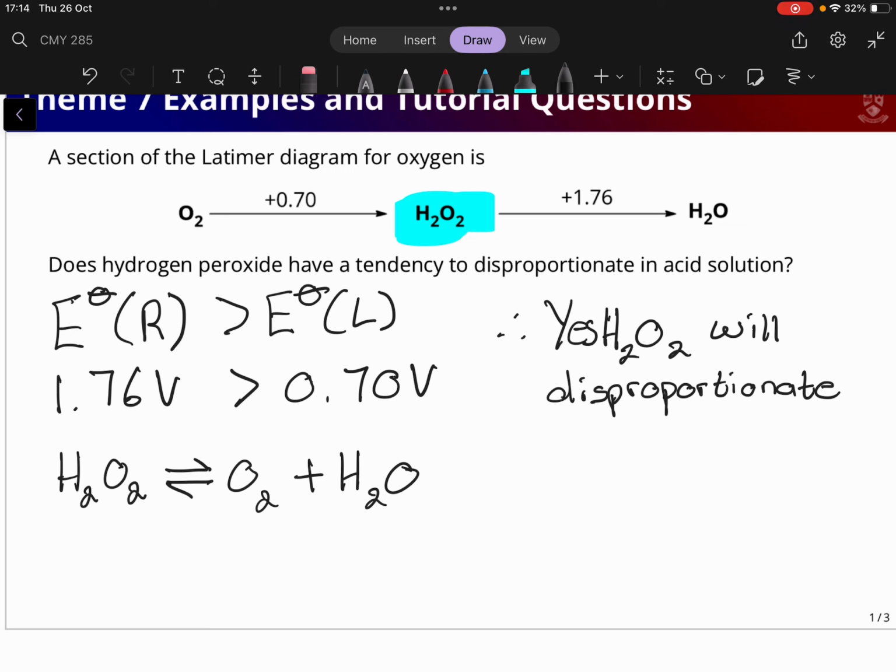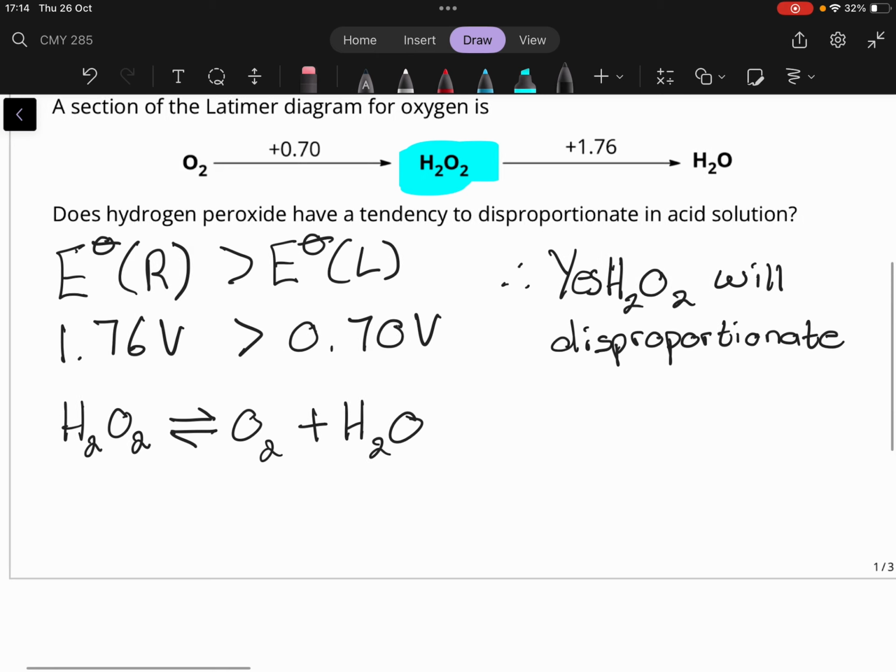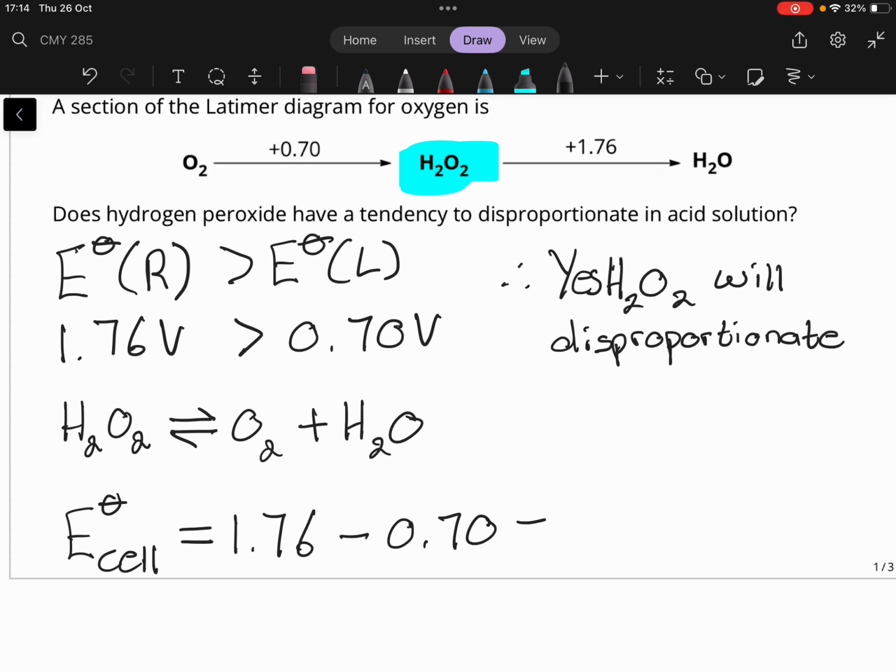But essentially, the question now is, what is the cell couple's potential? In other words, that is E naught cell, which is just equal to 1.76 minus 0.70. And that is just going to give you a positive number. It's essentially where I wanted to get to. So this is a number larger than 0.